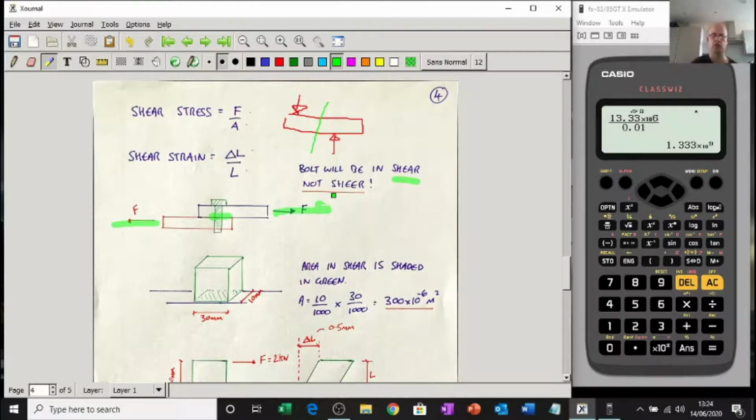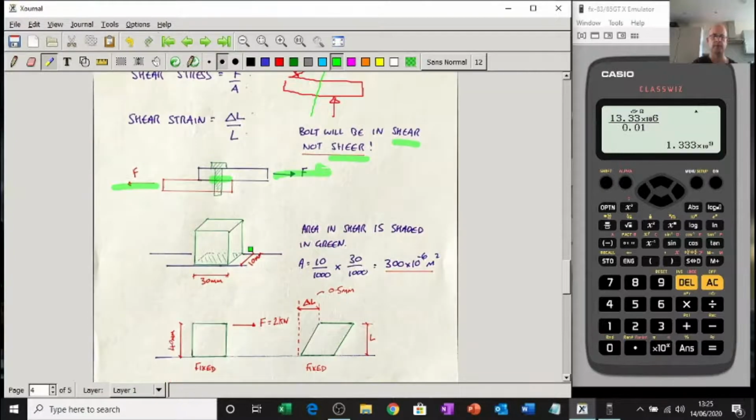Shear, not sheer. If anybody spells it like this, I'll go nuts. Don't spell it double E, it's EA. So shear stress and shear strain. So it's still force over area, but it is slightly different. For example, here's the way we look at it. So if I had a rubber block like this, and it's stuck to the ground like that, the area in shear is the area stuck to the floor.